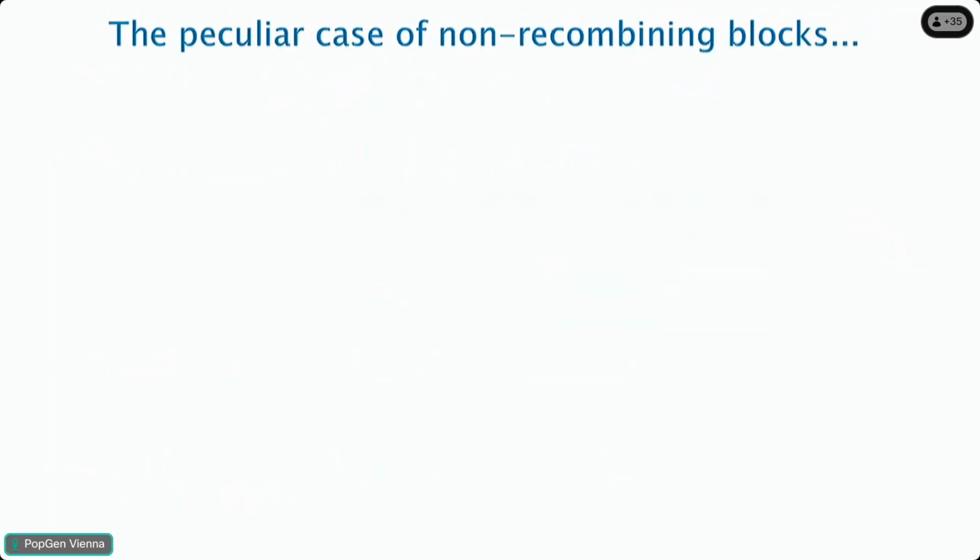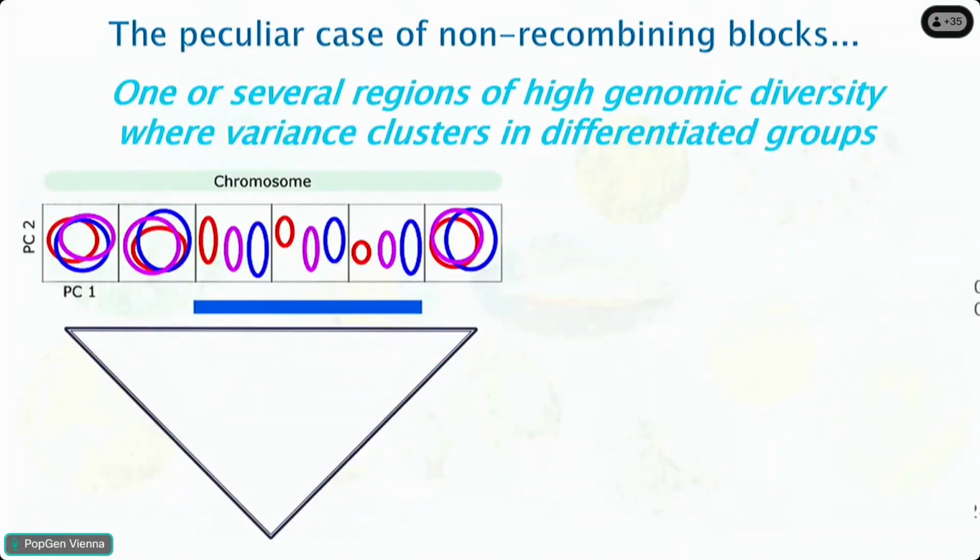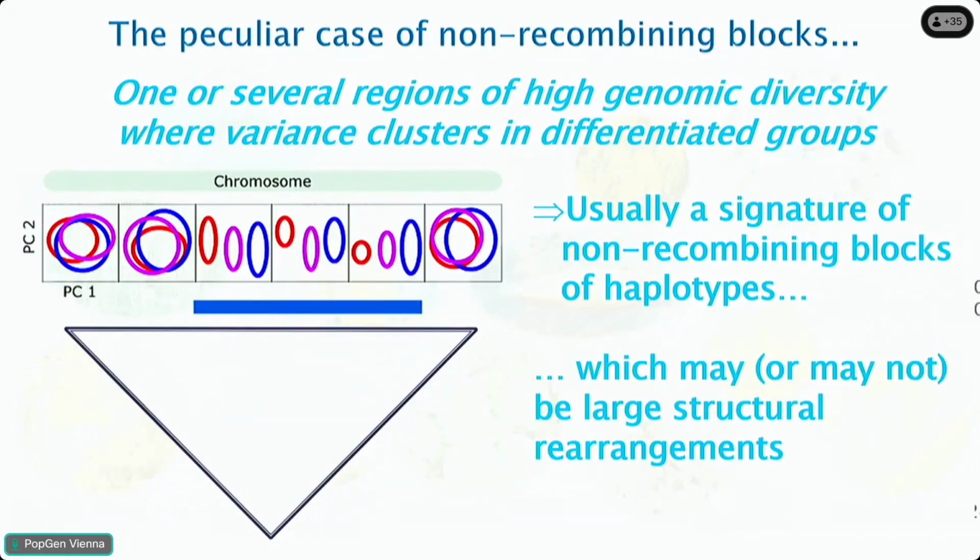And about that, because I will talk a lot about big inversions, I wanted to mention this case of non-recombining blocks. If you look in the literature, this is only a subset of the recent examples, but in many, many species, people do a PCA along the genome, and they find big blocks, like here, where the PCA has the same pattern. And usually this reveals non-recombining haploblocks, so big blocks that do not recombine. And it's not really expected in a wild natural population. So this may be due to a large inversion.